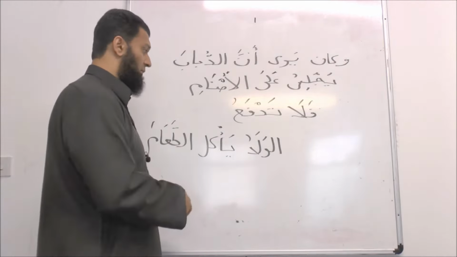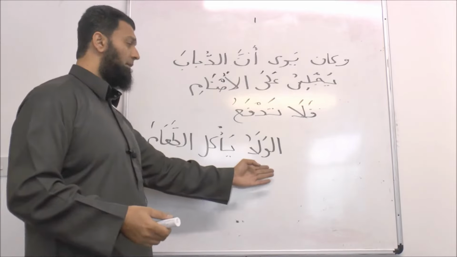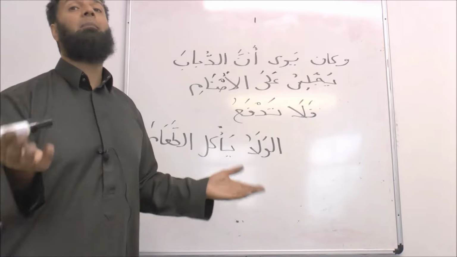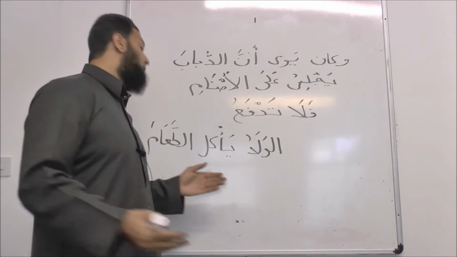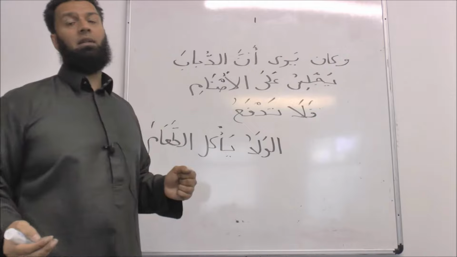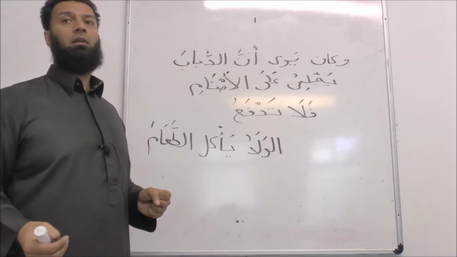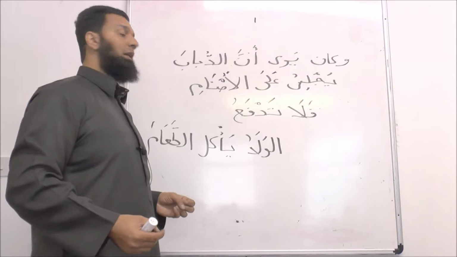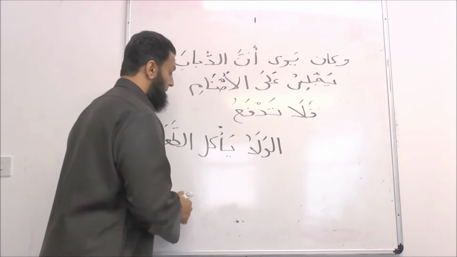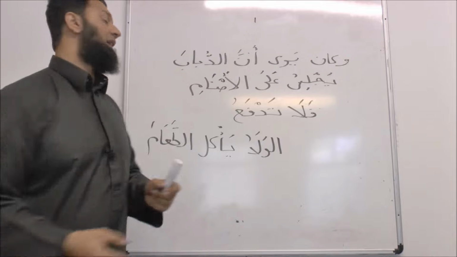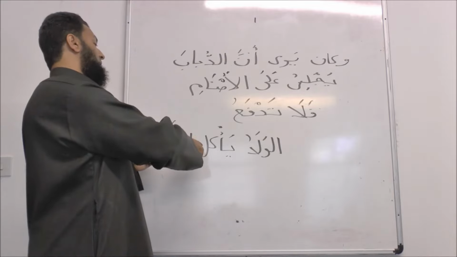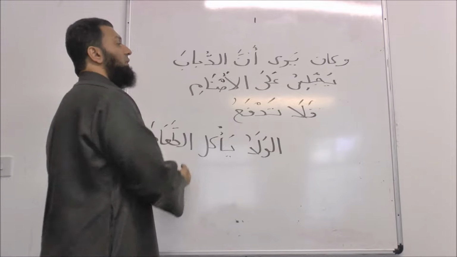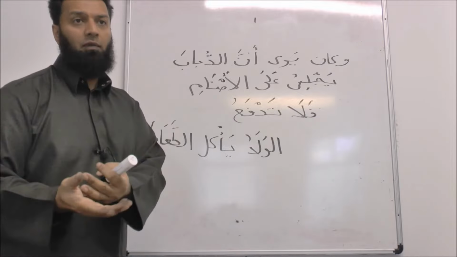It has two parts, right? Jumlatul ismiya: al-mubtada and al-khabaru. So al-waladu is al-mubtada, so where's al-khabaru? The rest of it, يأكل الطعام. Okay? But in يأكل الطعام, we could also introduce a جملة اسمية and so on and so forth.